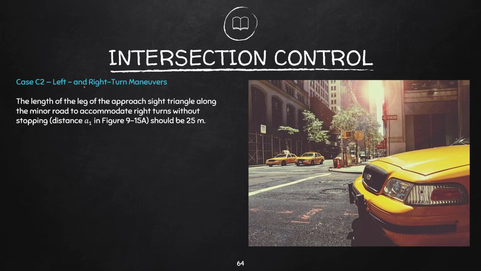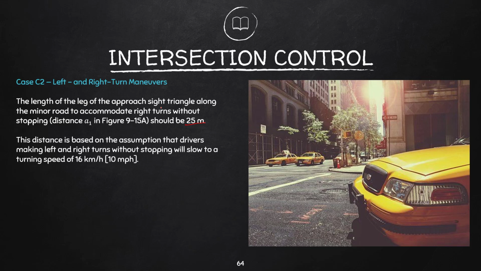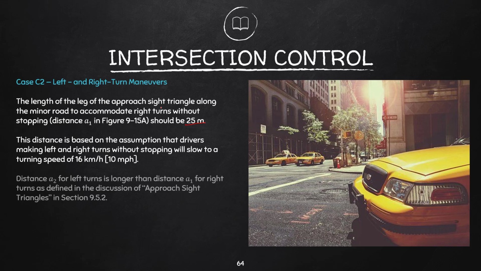Okay, so that is the minimum. This distance is based on the assumption that drivers making left and right turns without stopping will slow to a turning speed of 16 kph. Distance A sub 2 for left turns is longer than distance A sub 1 for right turns, as defined in the discussion of approach side triangles. Again, this is equal to A sub 1.